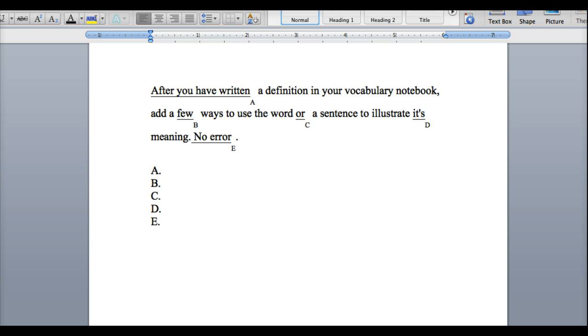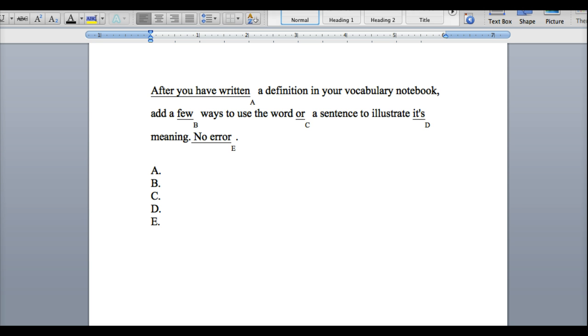It says, after you have written a definition in your vocabulary notebook, add a few ways to use the word or a sentence to illustrate its meaning. Right? After you've written a definition in your vocabulary notebook, add a few ways to use the word or a sentence to illustrate its meaning.